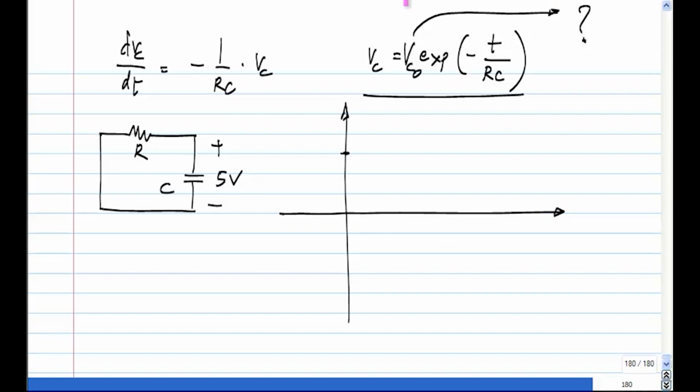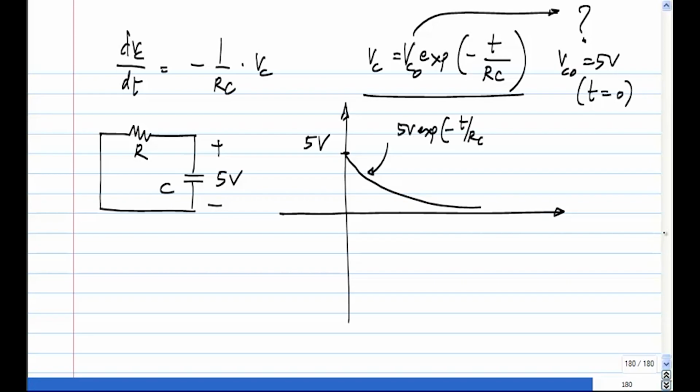Okay, so that means that VC0 is 5 volts. This you get from the value of t equal to 0. So you start with 5 volts and it falls. This curve is 5 volts exponential minus t by RC, and this is Vc of t.